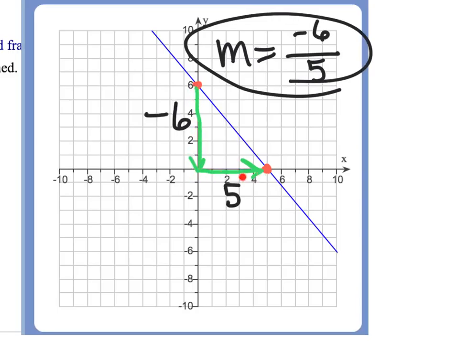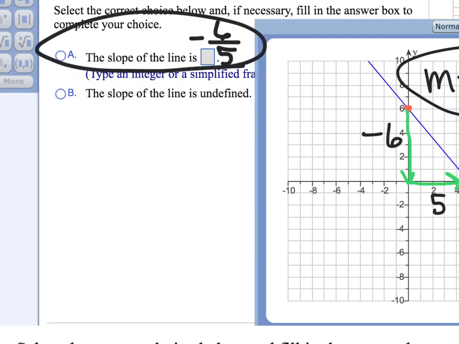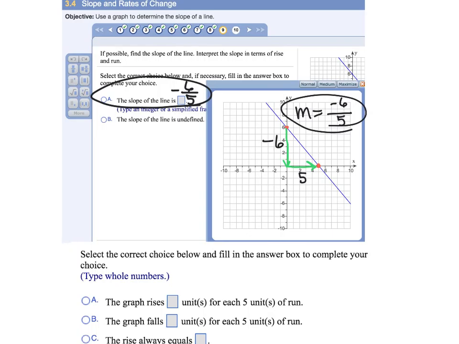Our rise over run is -6/5. And so we need to go over here and enter into that box -6/5. And that wraps up this video on slope.